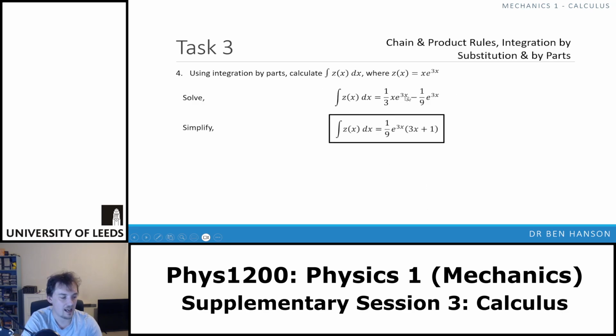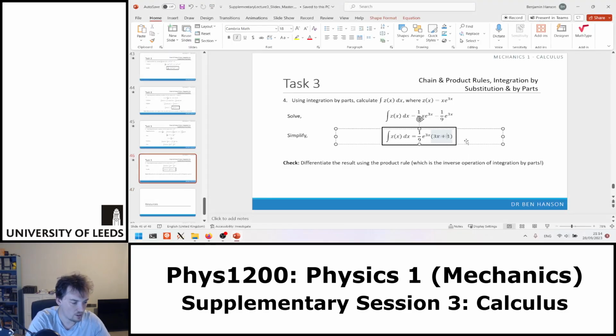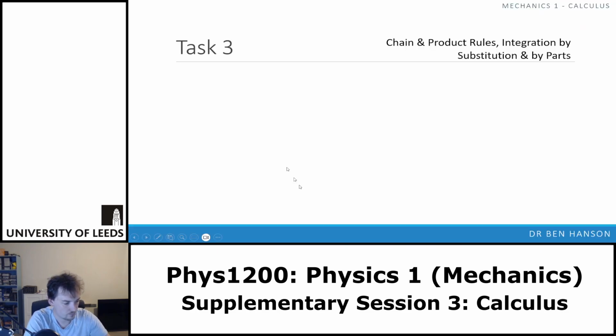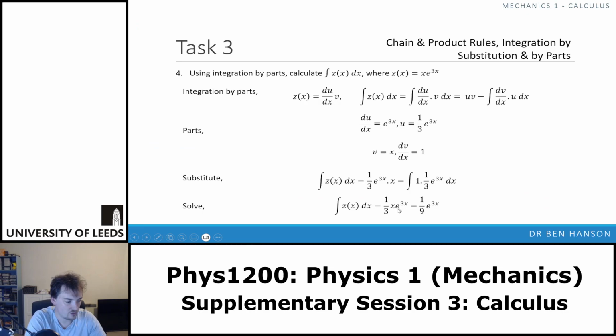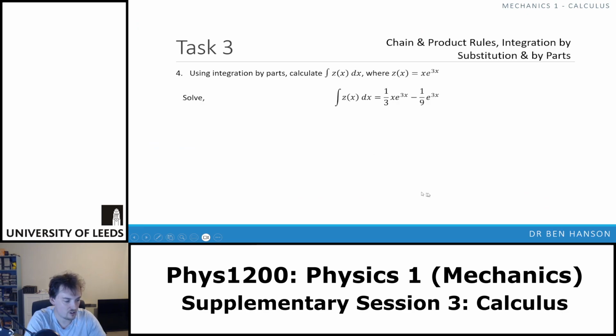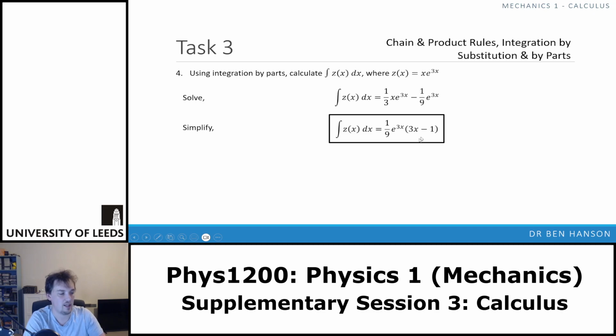Simplify, we can pull that 9th out. We get a 9th. We can pull e to the 3x out. And what's left is 3x plus 1. Oh, that's not plus 1, is it? It's minus. Typo. There we go. That is a minus, because that's a minus. Take out a 9th. E to the 3x. 3x minus 1. Yeah, absolutely. So there we go. That's our solution of integration by parts.